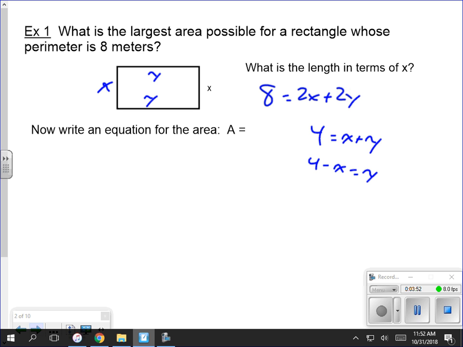Does that make sense? Do you see what I did? The whole perimeter is 8. 2 times the width, 2 times the length gives me my perimeter. Divide everything by 2, subtract x. So this is 4 minus x. So what is my area? My area equals x times (4 minus x). Do yourself a favor: multiply it out. 4x minus x squared.